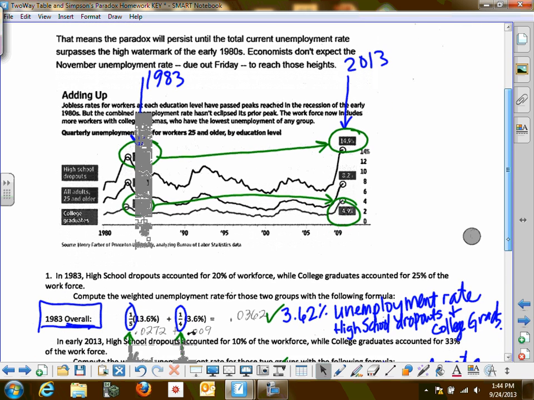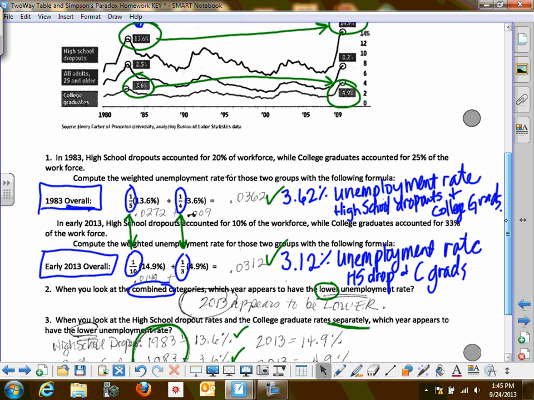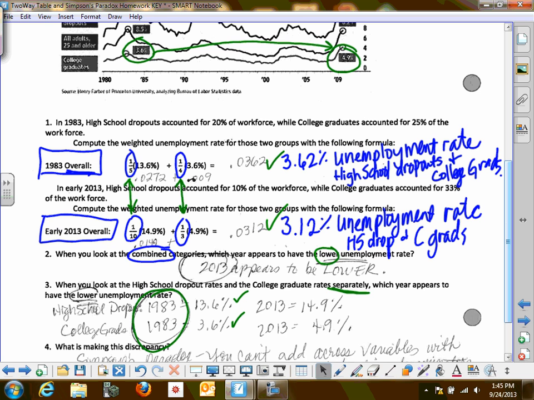We have two sets of data from two different years: 1983, and technically this is 2010, but I called it 2013. So 30 years apart, we have the 1983 data and then 2013 data. Okay. So the first question that I go through is for you to tell me the unemployment rate overall for two groups combined together, the high school dropout group combined with the college graduate group. I want to get an overall unemployment rate.